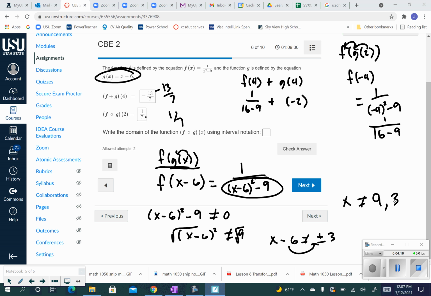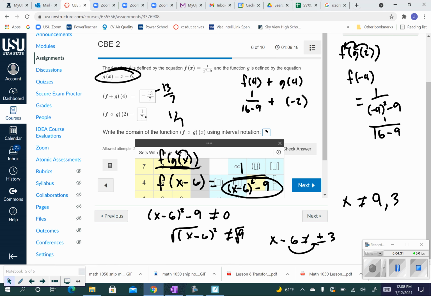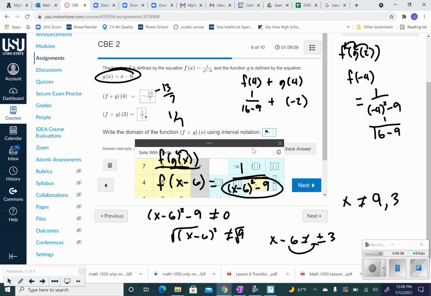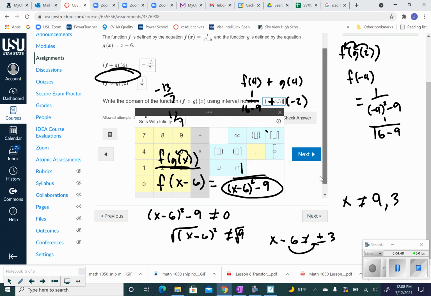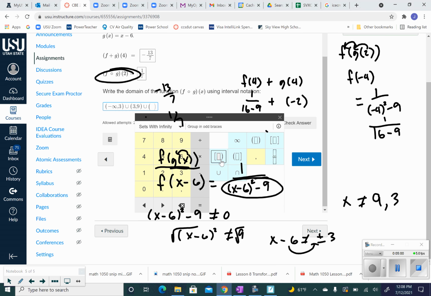So the way we write that with interval notation, right, is we're going to say it goes from, let me grab my keyboard here just to make it a little bit easier. All right, so it goes from negative infinity until I get to 3, so comma 3, union, that union sign, then it's going to go from 3 to 9, union, and then it's going to go from 9 to infinity.